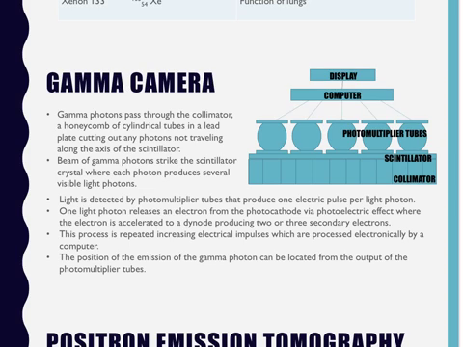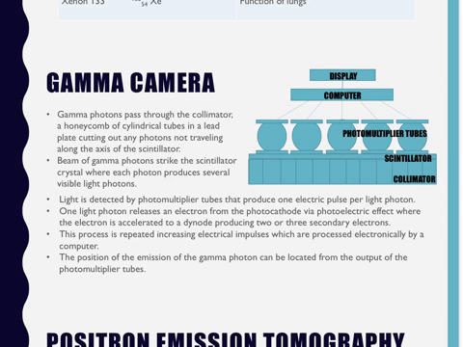Beam of gamma photons strike the scintillator crystal, where each photon produces several visible light photons. Light is detected by the photomultiplier tubes that produce one electric pulse per light photon. One light photon releases an electron from the photocathode via photoelectric effect, where the electron is accelerated to a dynode producing 2 or 3 secondary electrons.